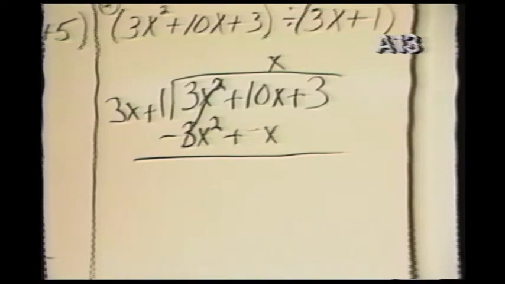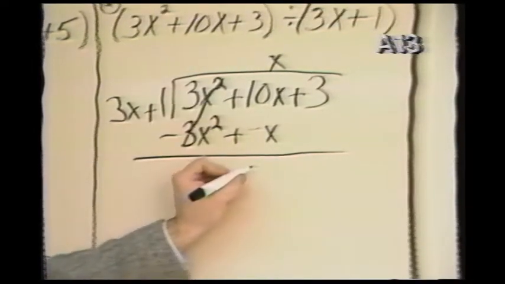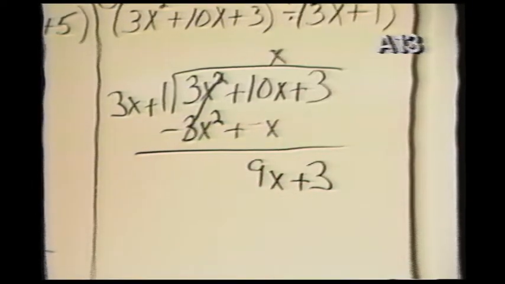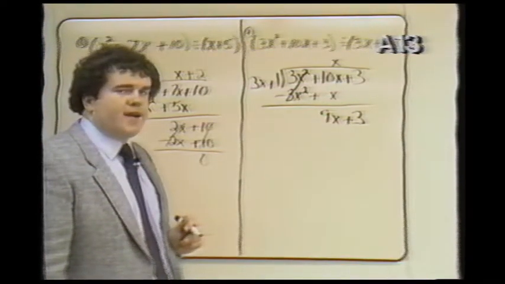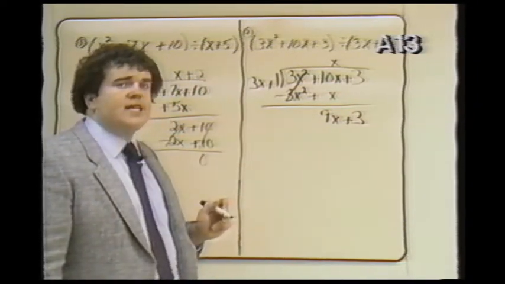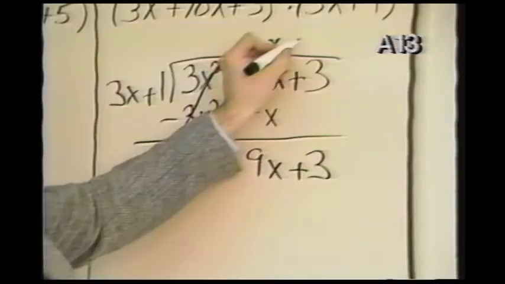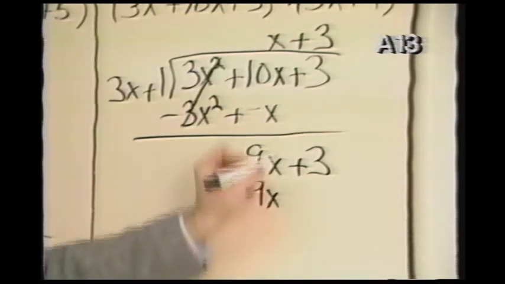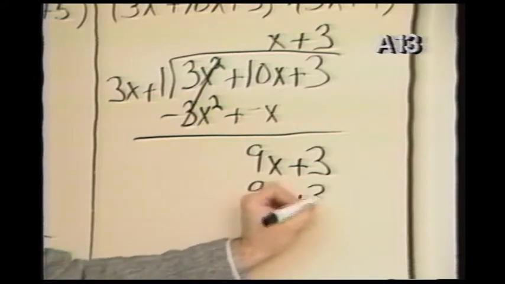The 3x squareds cancel out. 10x and negative x is 9x, and we bring down the 3. So we have 9x plus 3. What times 3x is 9x? The answer is 3. 3 times 3x is 9x, and 3 times 1 is 3.